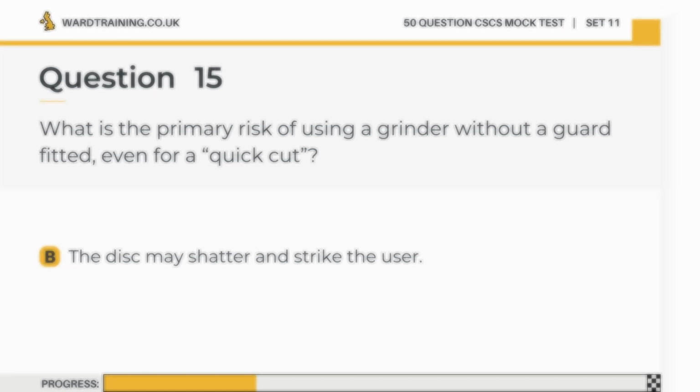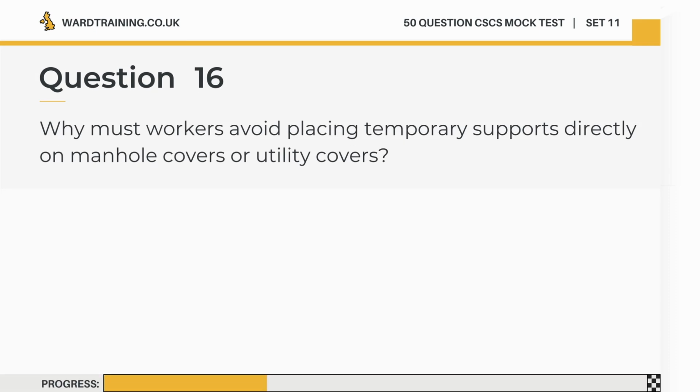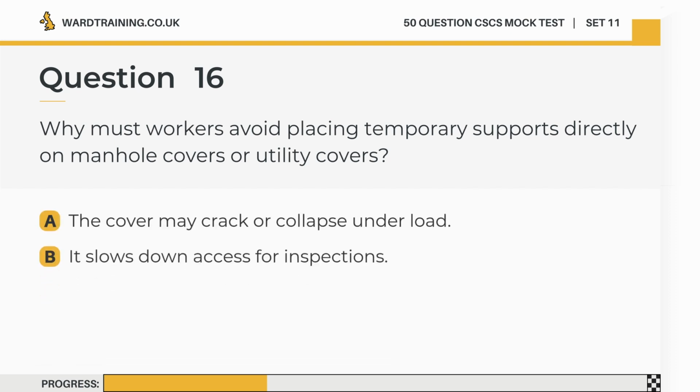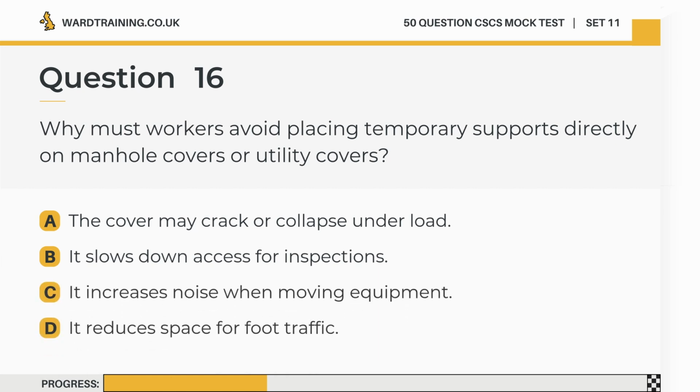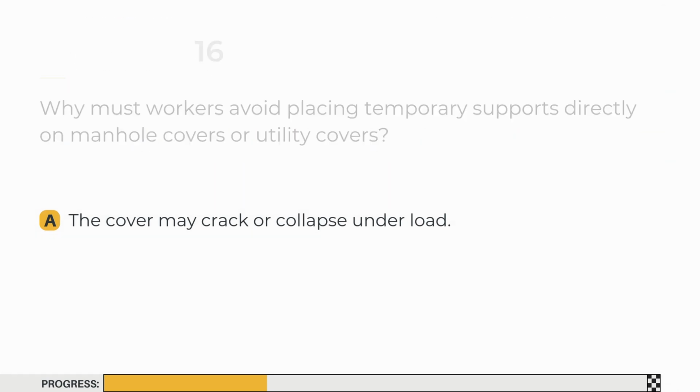Let's move on to the next question. Question 16. Why must workers avoid placing temporary supports directly on manhole covers or utility covers? A. The cover may crack or collapse under load. B. It slows down access for inspections. C. It increases noise when moving equipment. D. It reduces space for foot traffic. The correct answer is A. The cover may crack or collapse under load.